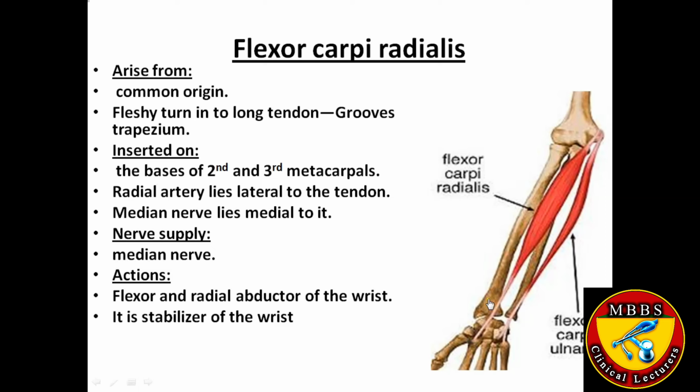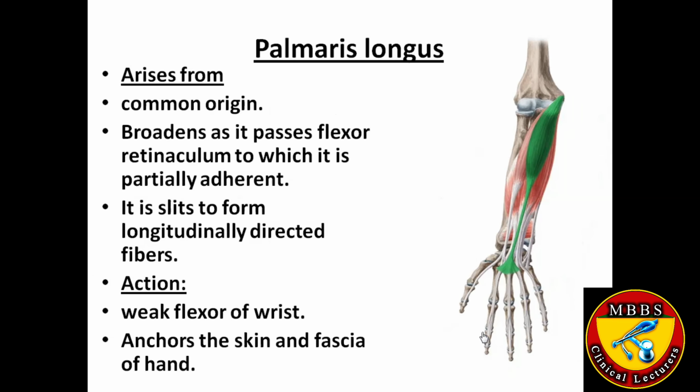The radial artery lies lateral to the tendon, and the median nerve lies medial to the tendon. So the tendon is a landmark demarcation between the radial artery on the lateral side and the median nerve on the medial aspect. It is supplied again by the median nerve. All the muscles of the anterior compartment of the forearm are supplied by the median nerve except part of the flexor digitorum profundus and the flexor carpi ulnaris. Its action is as a flexor and radial abductor of the wrist, and it also stabilizes the wrist joint.